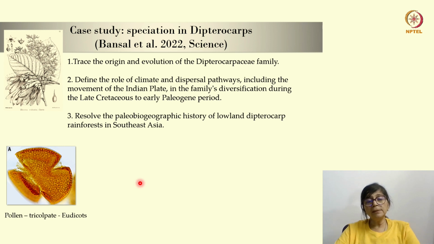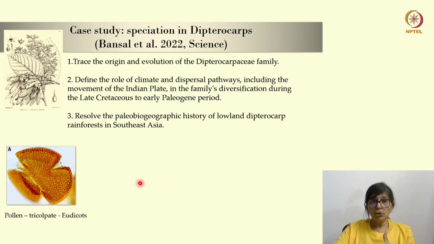So in 2022, Bansal et al. came up with this study where they also got interested in the family Dipterocarpaceae and wanted to trace the origin and evolution of this family. The aims of this study were to trace the origin of this family, define the role of climate in the dispersal pathway of this family, and resolve the paleogeographic history of lowland dipterocarps.